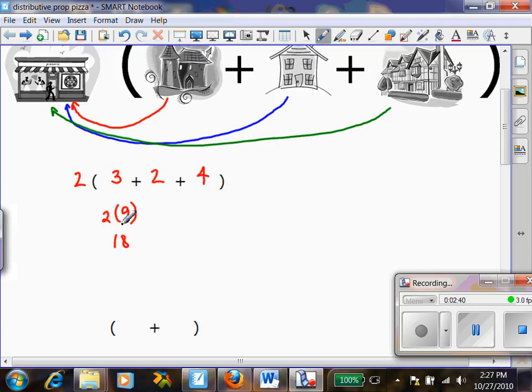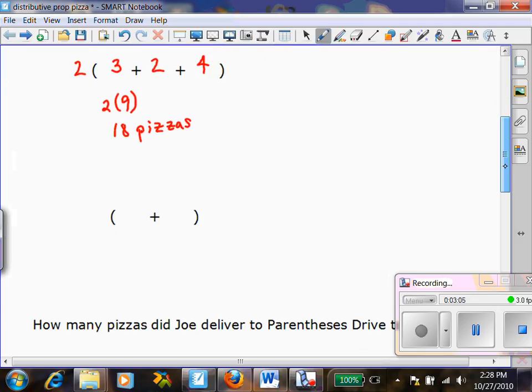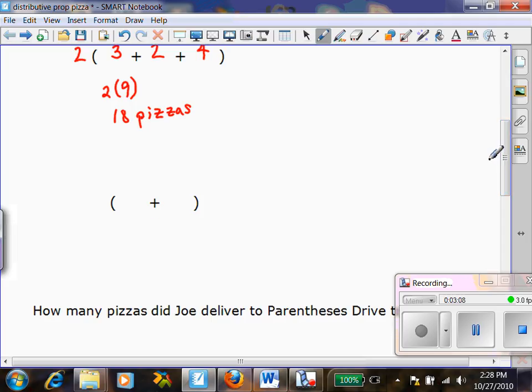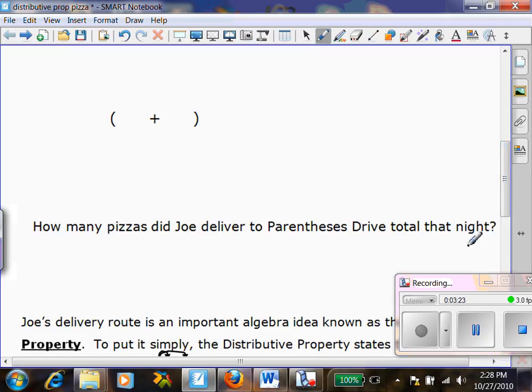All right, so you probably did what you're used to doing, and that would be follow order of operations. So you figured 3 plus 2 plus 4 inside parentheses would give you 9. Multiply that by 2 for a total of 18 pizzas, and you would be correct. All right, so flip over to the next page, and you will see a different scenario. Same houses on Parentheses Drive, different day, and this time the first house ordered 2 pizzas, and the second house ordered 5 pizzas. Both called back and ordered 3 times the number of pizzas as they originally did. So fill in your numbers and then go ahead and calculate how many pizzas Joe delivered that night to Parentheses Drive.